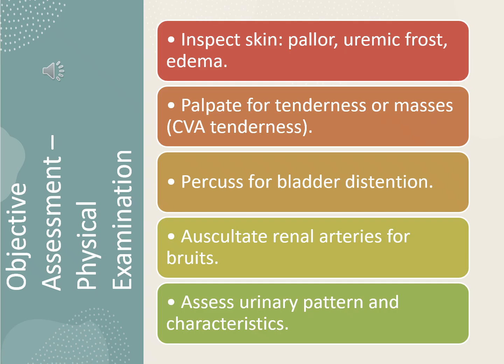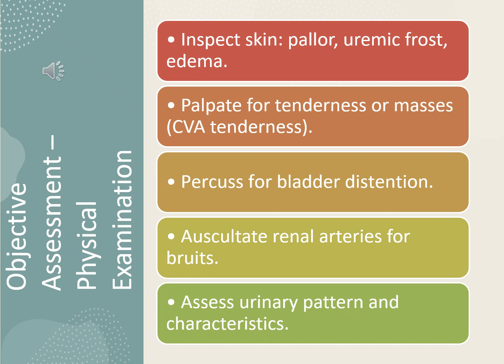We also want to do things like a good abdominal assessment, palpating for bladder distension, making sure that they're urinating appropriately, making sure we look at urine color and consistency, looking for any odor, any color changes, blood clots, and look at the amount of urine that they're having. Then we'll go ahead and gather our laboratory results.